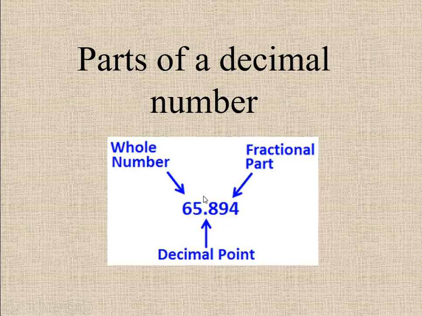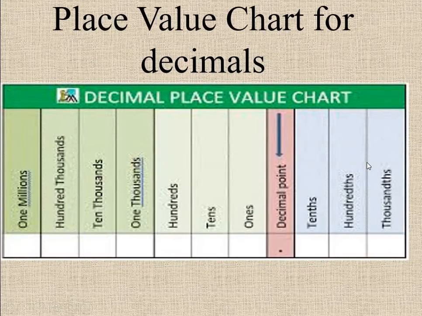Now, we are going to discuss the parts of a decimal number. Suppose we have taken the example of a decimal number 65.894. This is very important: a decimal number has 3 parts. The first part is called the whole number part. In this particular number, 65 is the whole number part. Then after the whole number part there is a decimal point. And the digits after the decimal point are called the fractional part. So here, 65 is the whole number part, then there is a decimal point, and 894 is the fractional part of this decimal number.